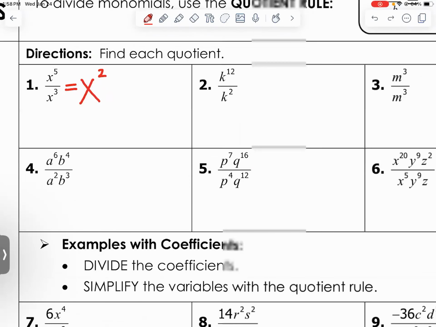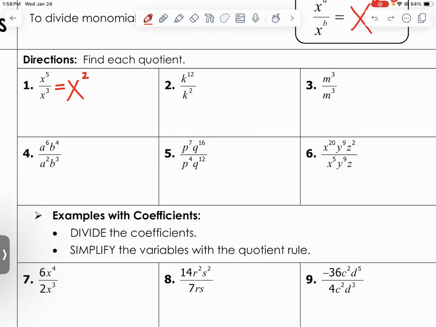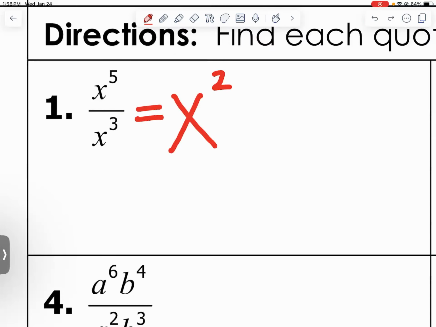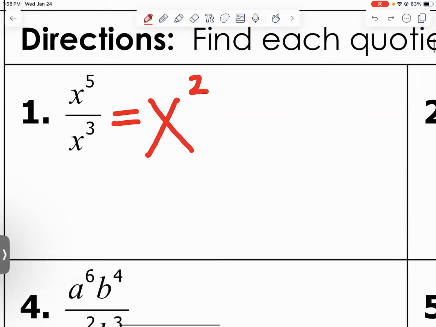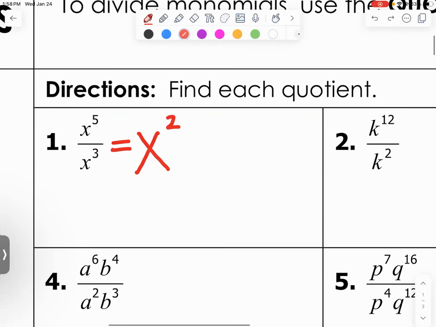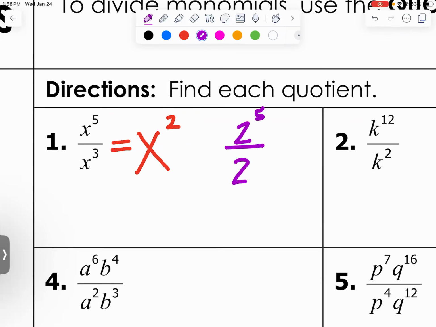If you have actual numbers, will you divide the numbers too? Did we divide the x's? No. So that's a good question. Our base is going to stay the same and our exponent subtract. So she was asking, what if this was 2 to the 5th divided by 2 to the 3rd? Then our base stays the same and we subtract our exponents. Okay? We don't divide the bases.